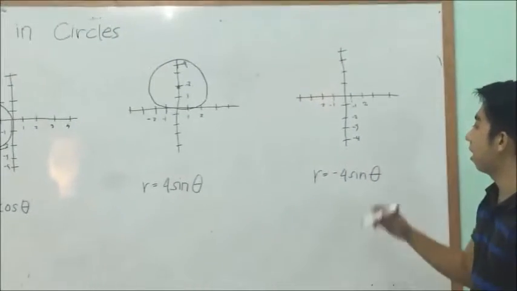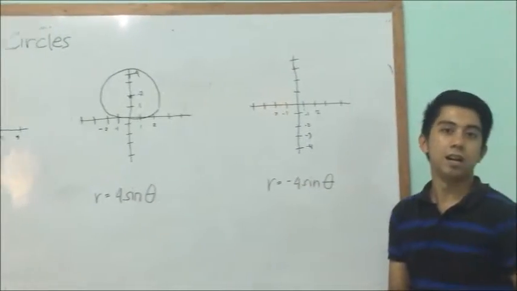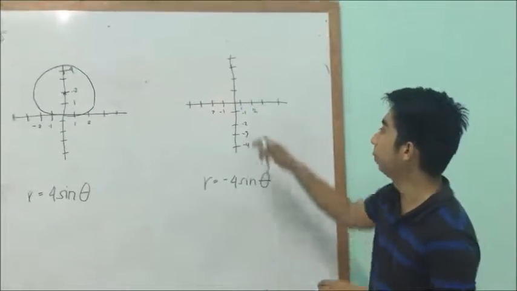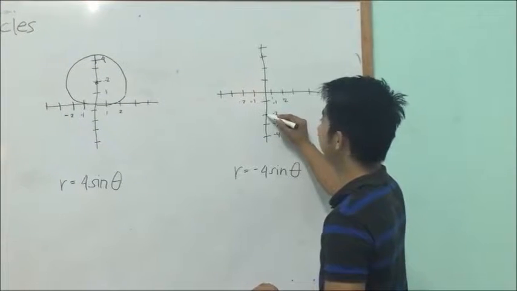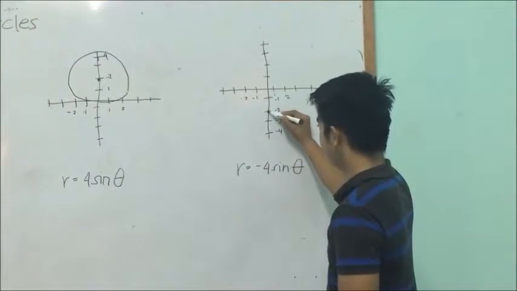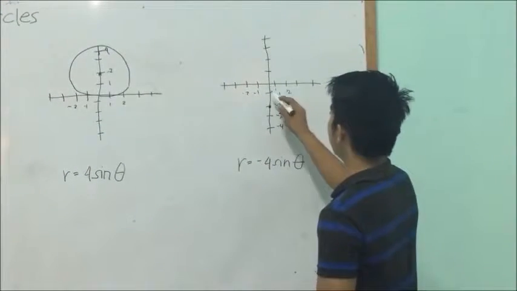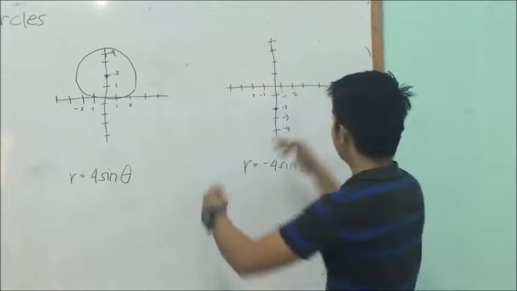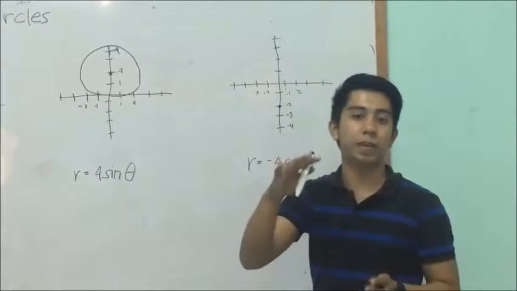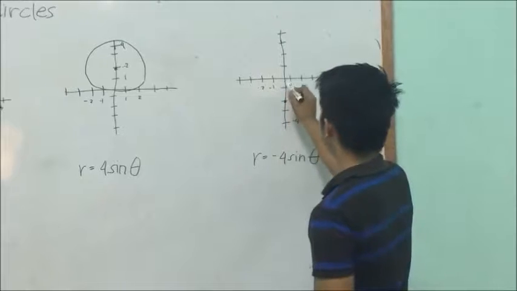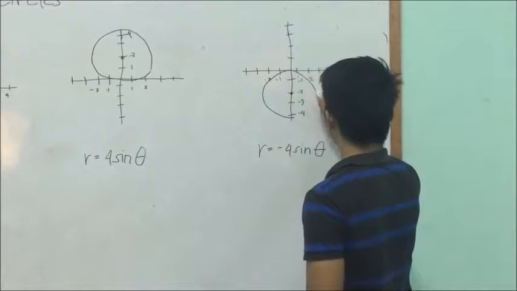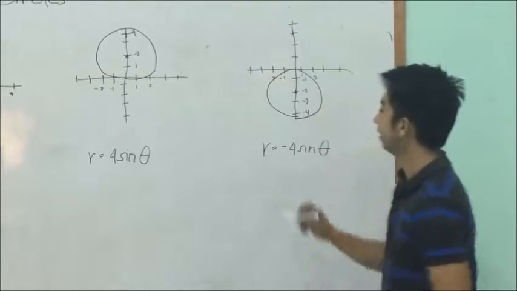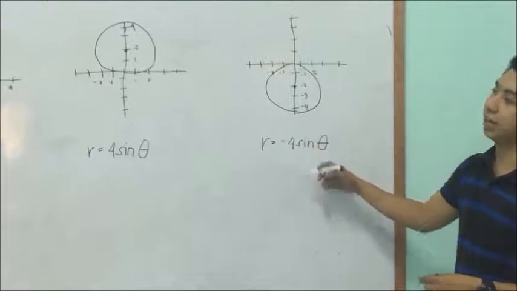And the last is r equals negative 4 sine theta. Since it is negative, we can put it on the lower side of the graph. So we can put our center at negative 2, and then we can create our circle. It should be aligned with the 2 on the side, so it should be equal on all 4 sides. And this is r equals negative 4 sine theta.